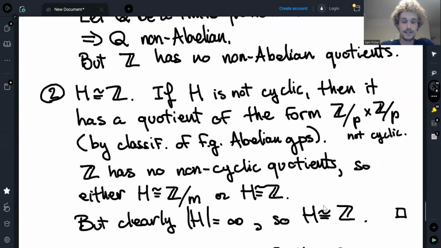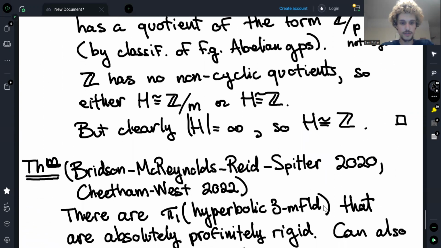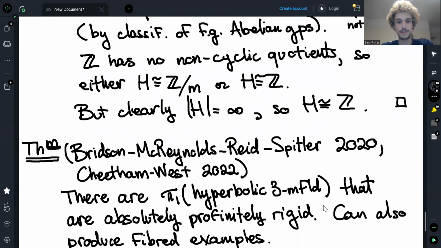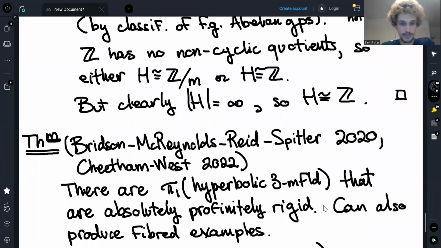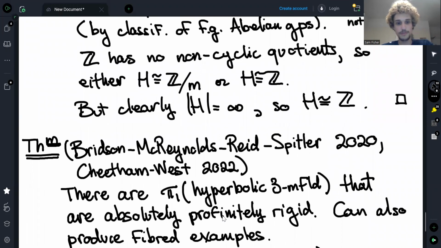So I'm going to end with some recent theorems in profinite rigidity, some of them by some of the speakers of the conference. The first one I want to mention is this result of Bridson, McReynolds, Reid, and Spitler, who proved that there are fundamental groups of hyperbolic three-manifolds that are absolutely profinitely rigid. So they're really profinitely rigid among all finitely generated residually finite groups. This was a really big breakthrough.